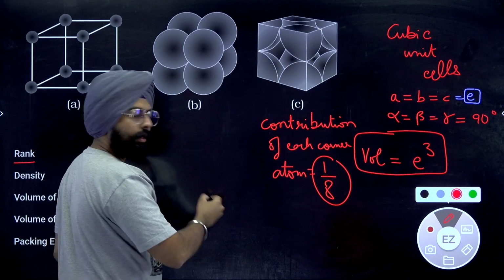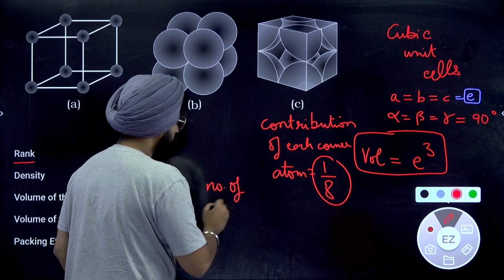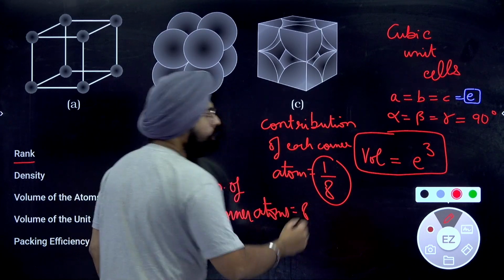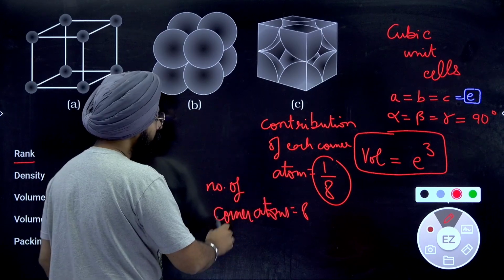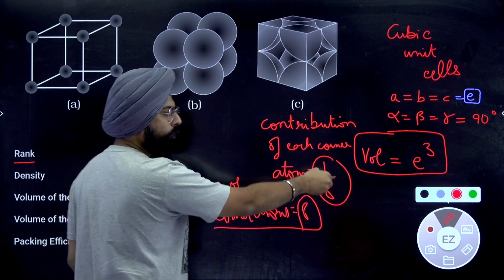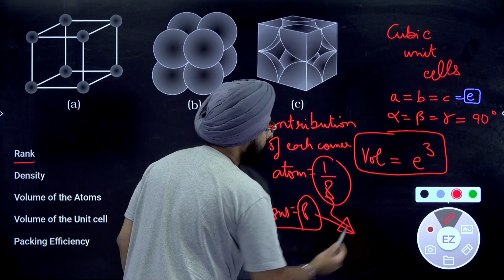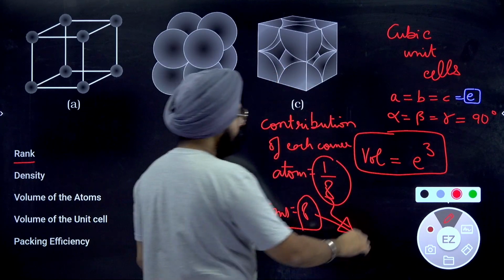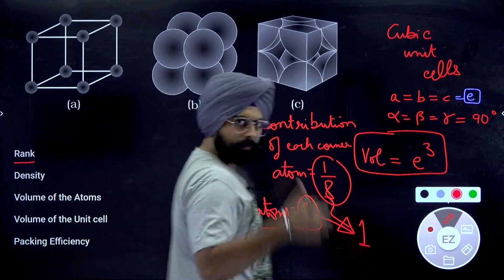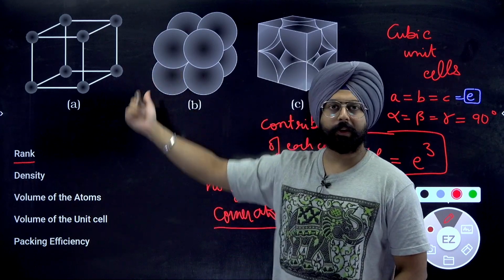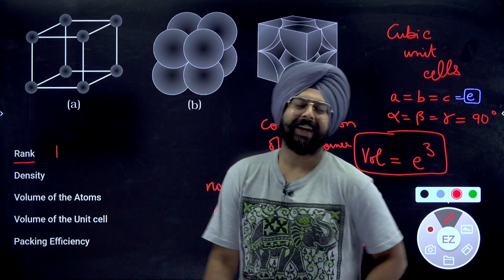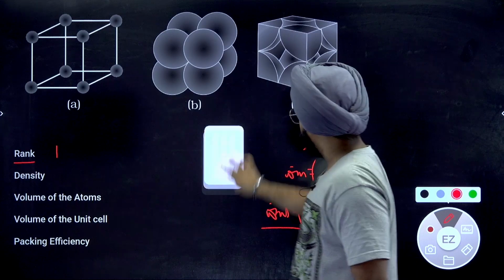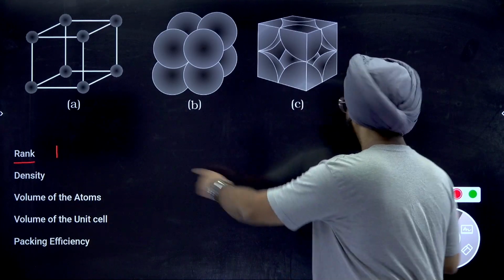How many corner atoms are there? The number of corner atoms is equal to 8. So in total, how much do we have? The number of corner atoms is 8 into the contribution, that is 1/8. So my dear friends, effectively the total number of atoms inside this unit cell is equal to 1. So the rank of simple cubic is 1. Simple cubic. Okay, let's remove this. Now let's talk about density.